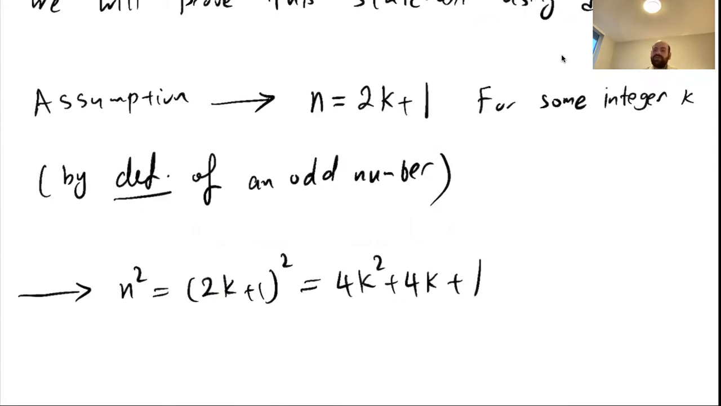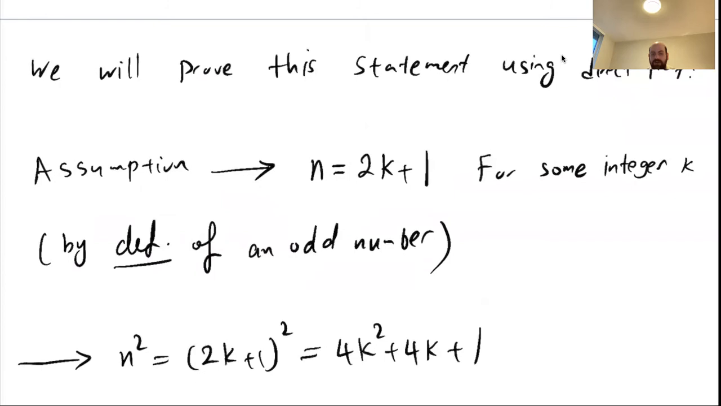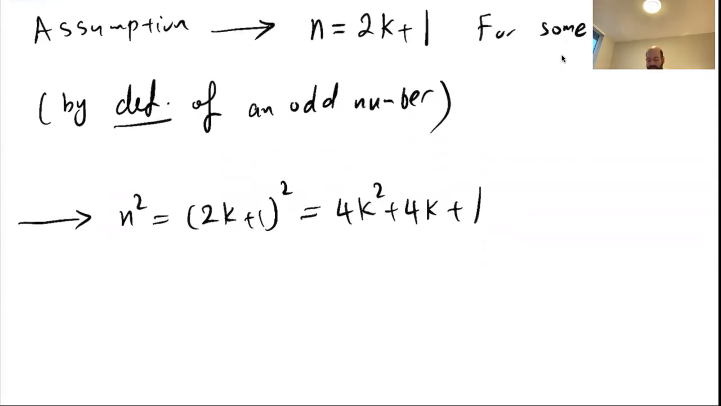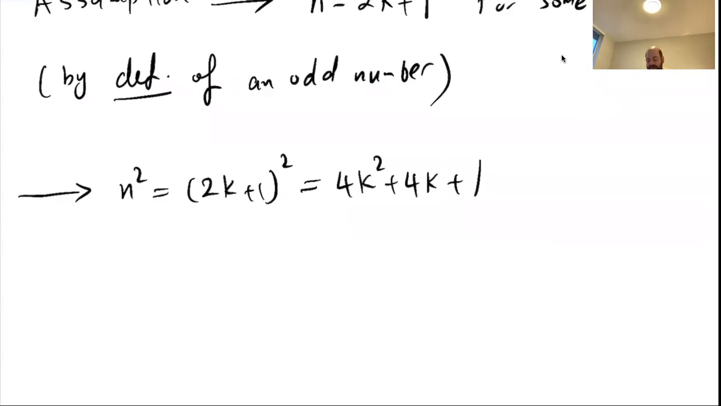Again, I have to look at the definition. What is the definition of odd? Definition of odd, as we said, is, I just wrote it here, any number of the form 2k plus 1. If I want to show n squared is odd, that means I have to show that n squared is of the form 2k plus 1. So it's just simple algebra, right? So I have 4k squared plus 4k plus 1.